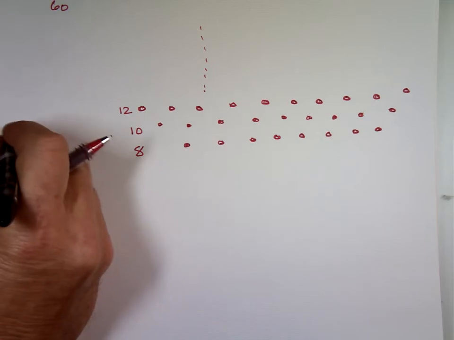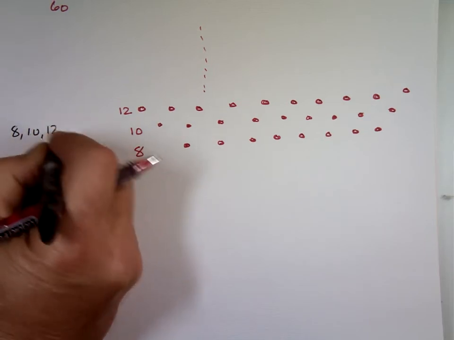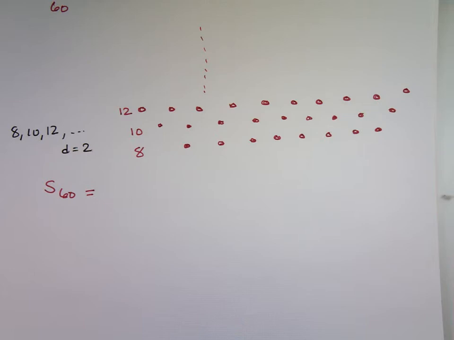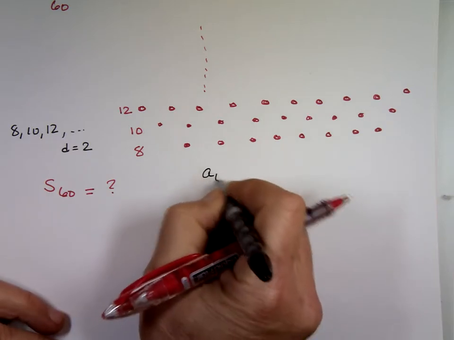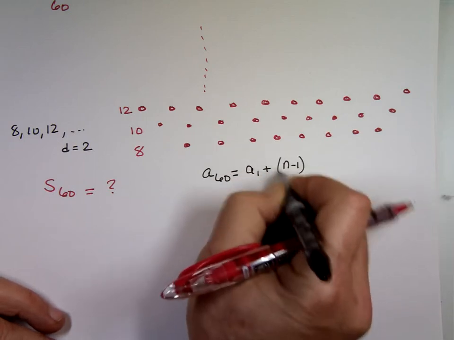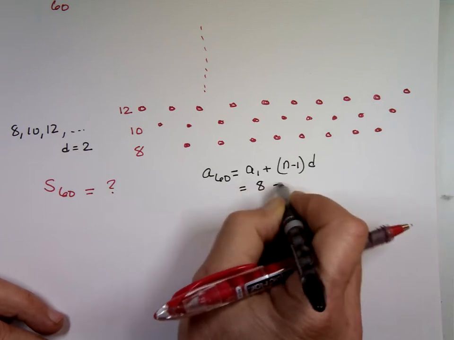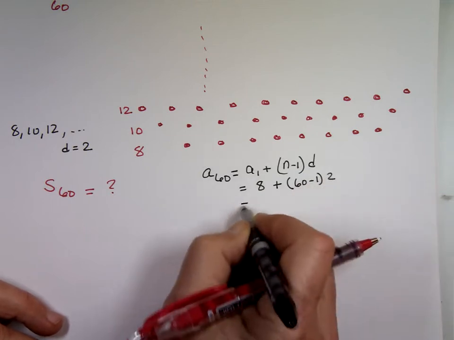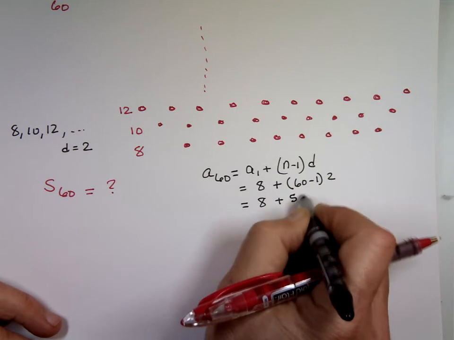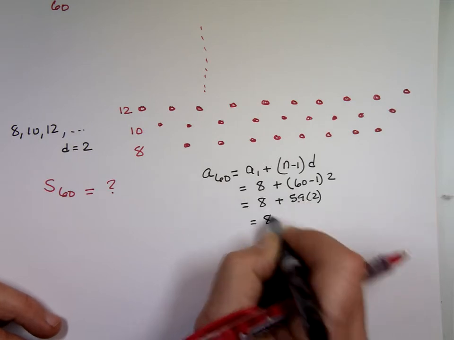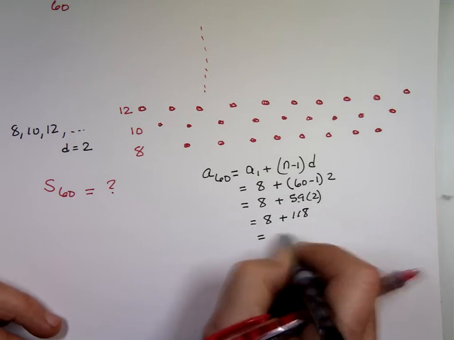Now remember, 8, 10, 12, I already gave you the answer. D is equal to what? Two. So how many rows are there? What's the sum? I can't do it yet till I know how many trees are in the 60th row. It's going to be the first one plus N minus 1 times D. First one is 8 plus 60 minus 1 times 2. This is 118, I think. Plus 8. It's 126 trees in the last row.